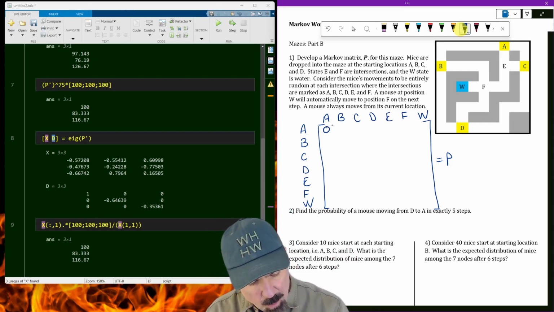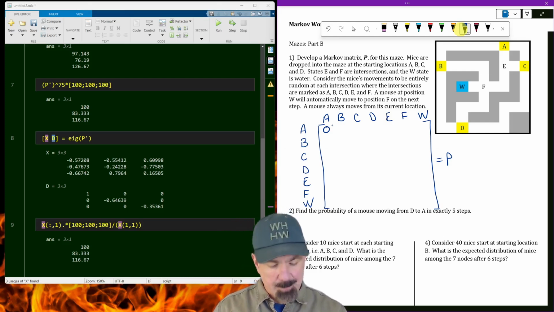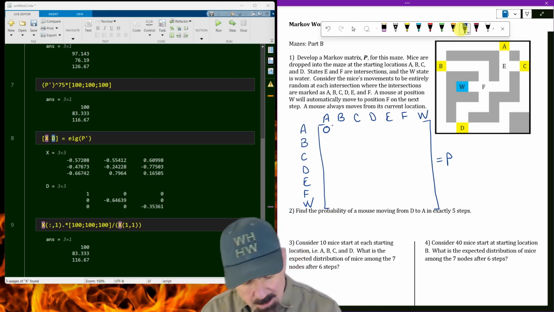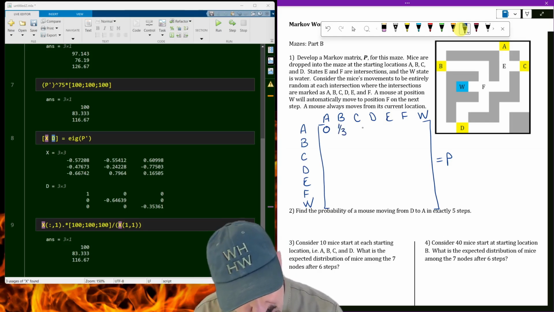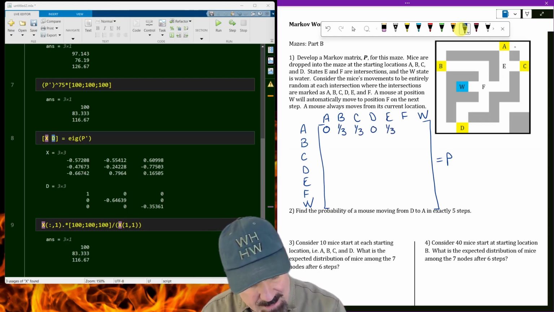So A can go to 1, 2, 3 different options: B, E, or C. And so all of our paths are equally likely. So we have a 1/3 to B, we have a 1/3 to C, and we have a 1/3 to E. There's no way to get to D directly.